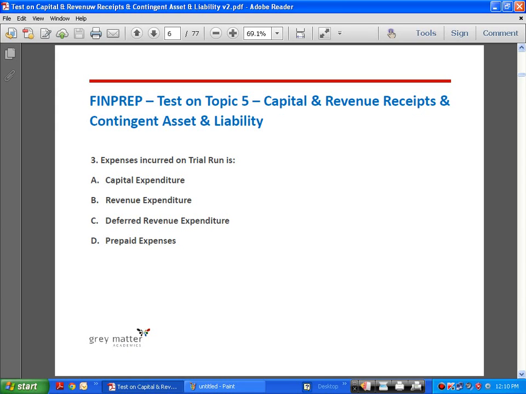These expenses are capital expenditure. This will be added along with the cost of the machinery. So answer is A. Next, cost of a second-hand machinery purchased.